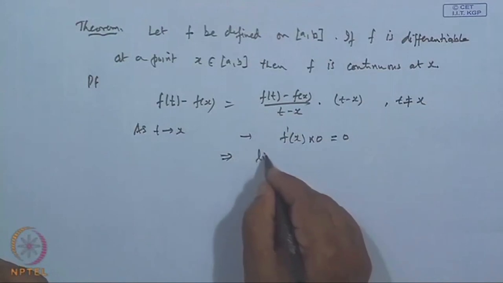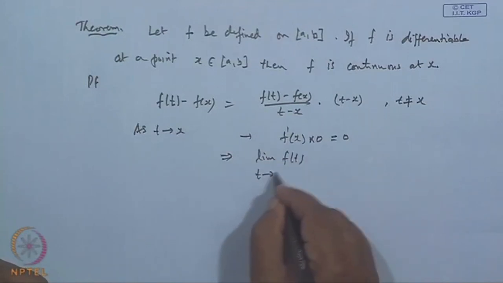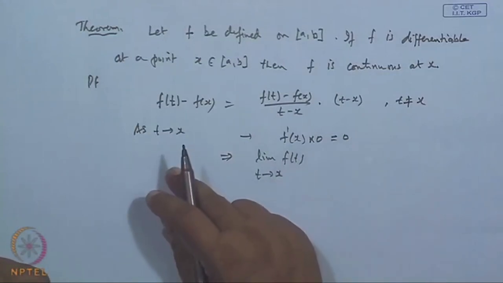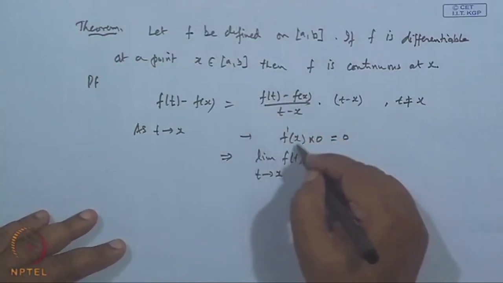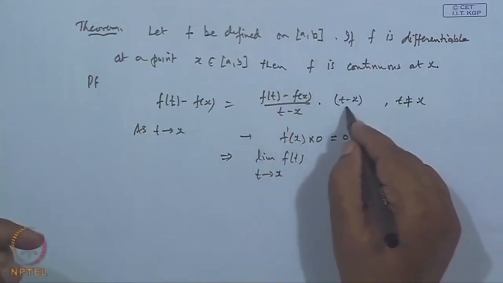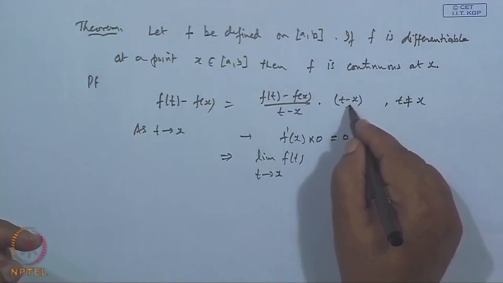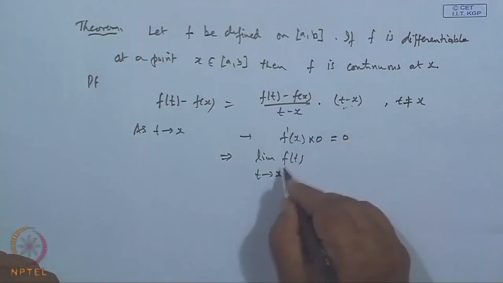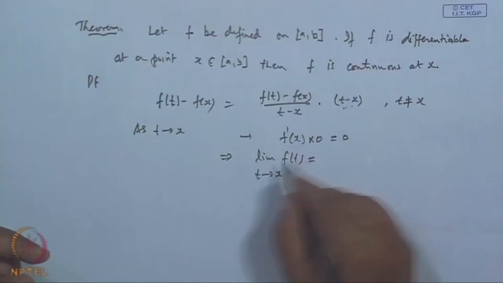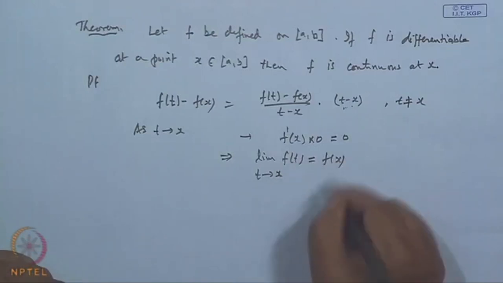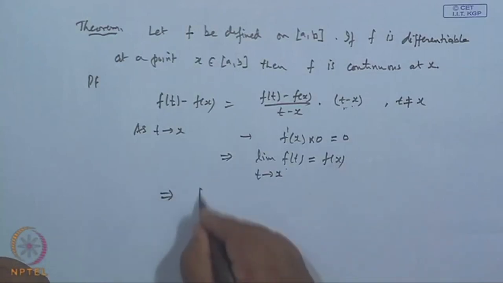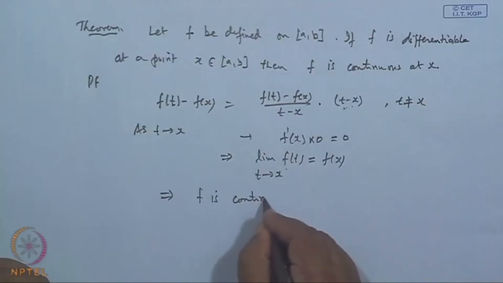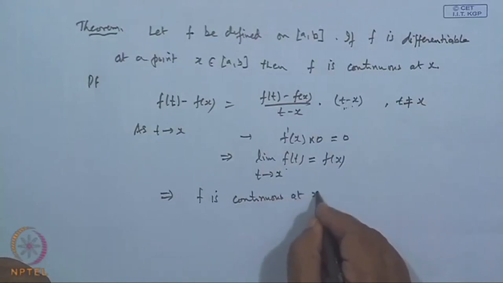Therefore, the limit of f(t) when t tends to x, either from the left hand side or from the right hand side, if this limit exists, both will be equal. So, it will always give the derivative, and this will go to 0 whether we approach x from the left or right. So, when t tends to x, f(t) will be equal to f(x). That is, the limit exists and is equal to the value of the function at the point where the limit is required. This implies the function f is continuous at the point x. Okay.